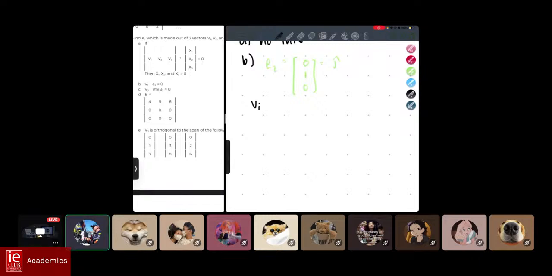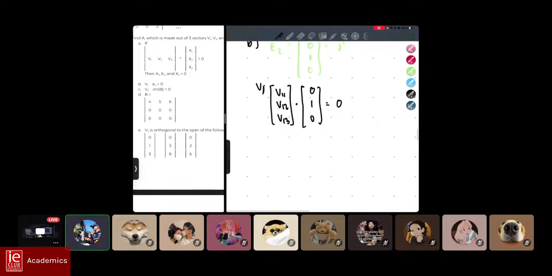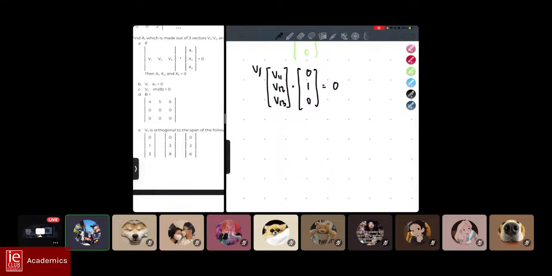So v1 times. So this is v1. We don't know pa what's inside. So let's label v11, v12, v13. Dot product 0, 1, 0 is equal to 0. Okay. So convention lang ng dot product. Let's just do the convention. So ita-transpose natin yung una, and then we apply matrix multiplication. Yan, 0, 1, 0.